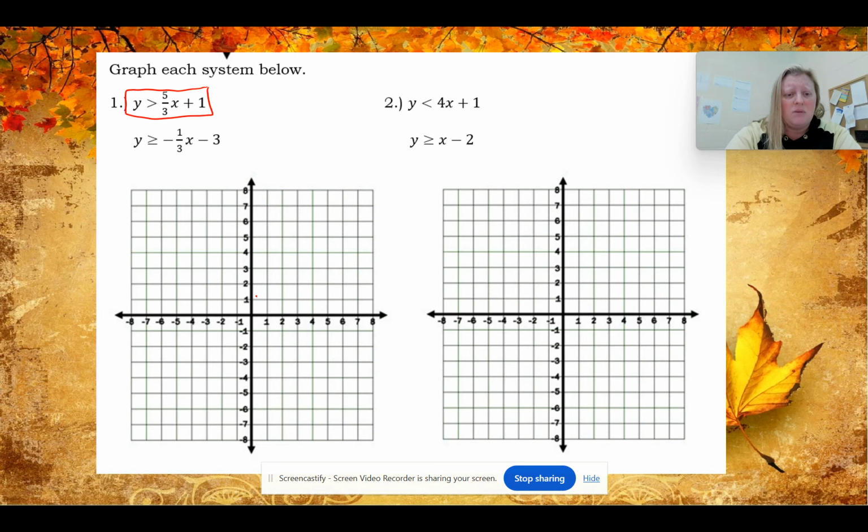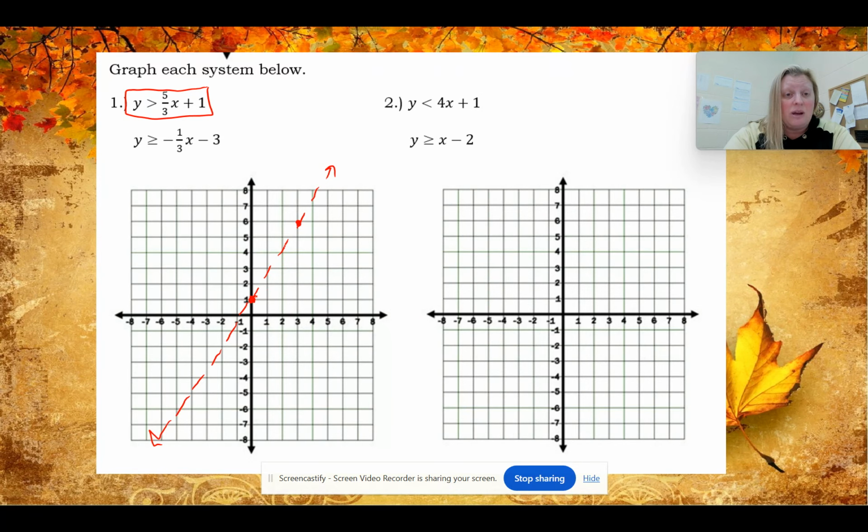I'm going to start at 1. I'm going to go up 5 and over 3 to the right. And it's not underlined, so I want to dash that line. Now I'm not done because I have to do the whole shading portion. So I'm going to put my pencil on my line, anywhere.